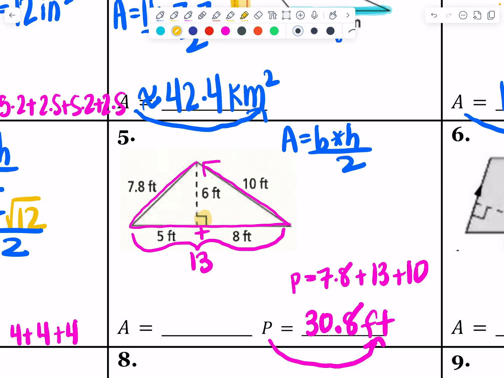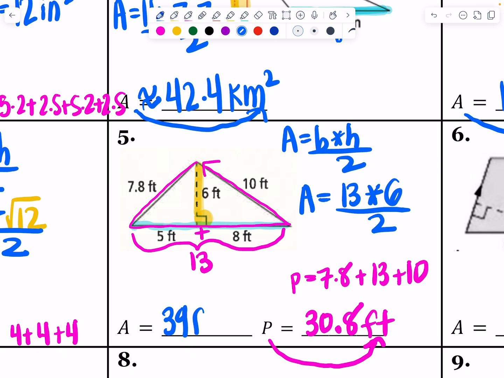Now let's find our area of this thing. There's my right angle, so there's my height. So here is my base. That whole thing is the 13. So my area of this shape is going to be 13 times 6 divided by 2. 13 times 6 divided by 2.